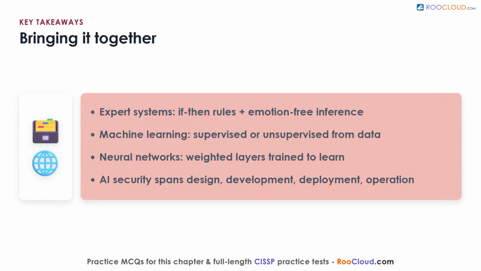So let's bring it together. Expert systems pair a knowledge base of if-then rules with an inference engine that reasons without emotion. Machine learning builds models from data, supervised with labeled answers or unsupervised without them. And neural networks chain weighted layers that learn through training. These systems shine in security by consistently sifting the log data no human could fully review. And securing AI means applying disciplined design, development, deployment, and operation across the whole life cycle. Master these, and you can both use and safeguard the reasoning systems reshaping our field.